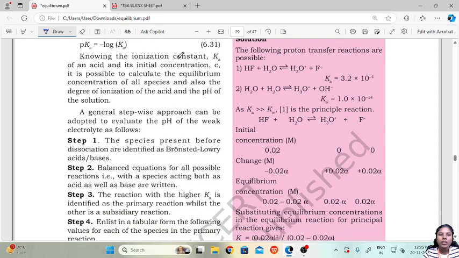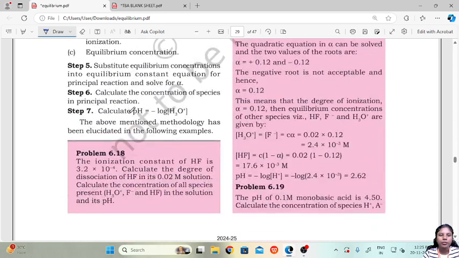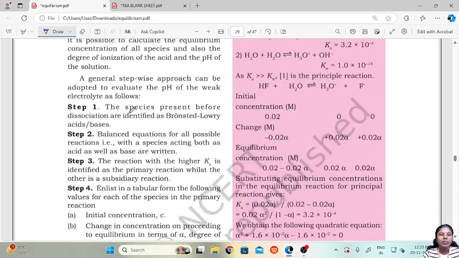Now, knowing the ionization constant Ka of an acid and its initial concentration C, it is possible for us to calculate the equilibrium concentration of all species, the degree of ionization of the acid, and the pH of the solution that is given. Now, let's go through the general steps to evaluate the pH of the weak electrolytes that are present.